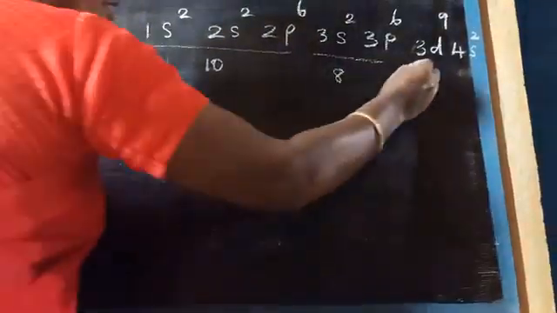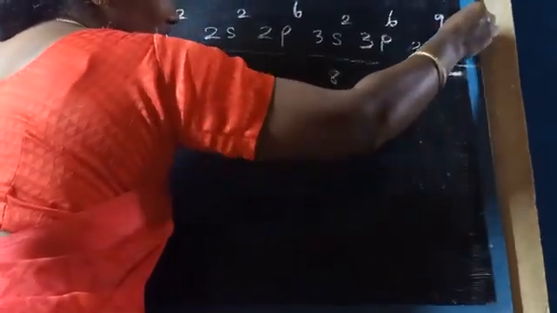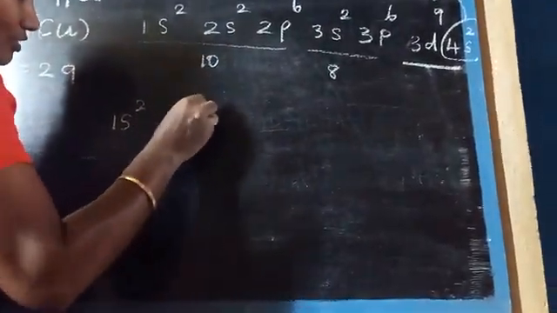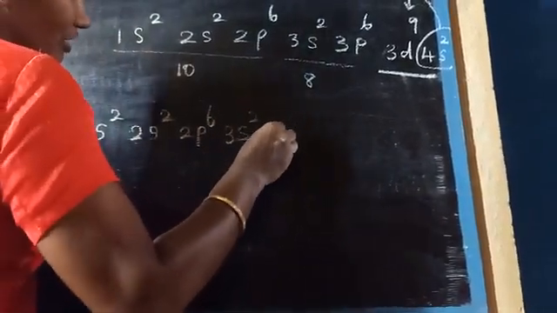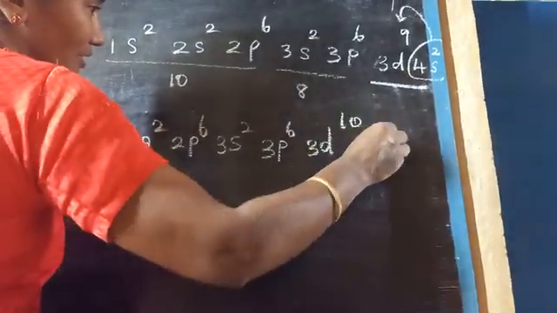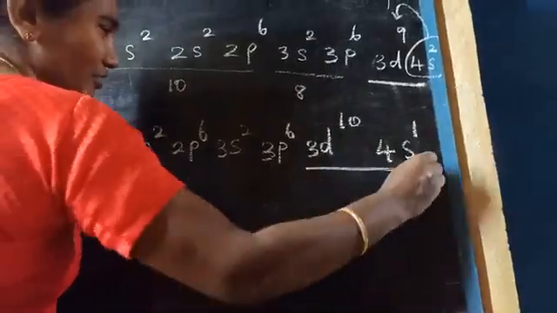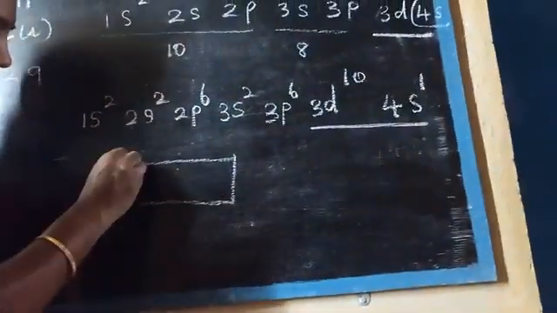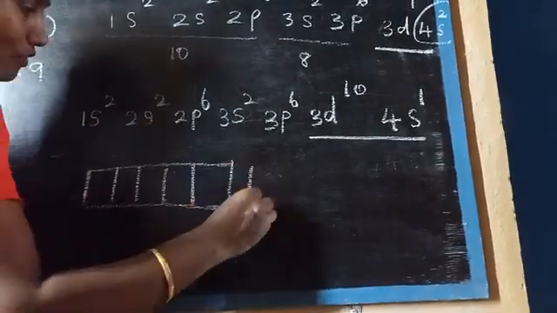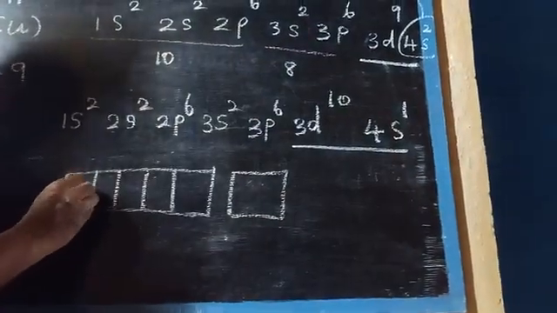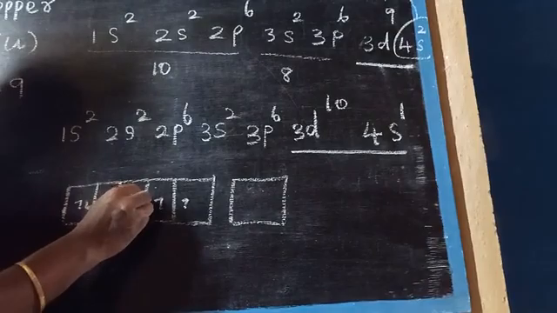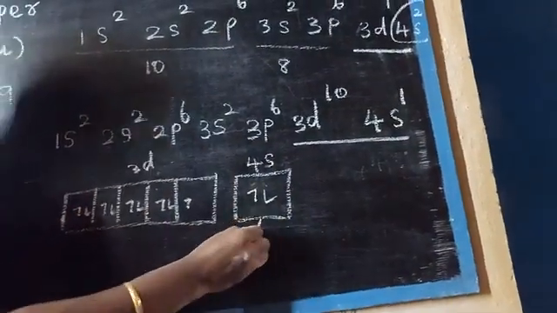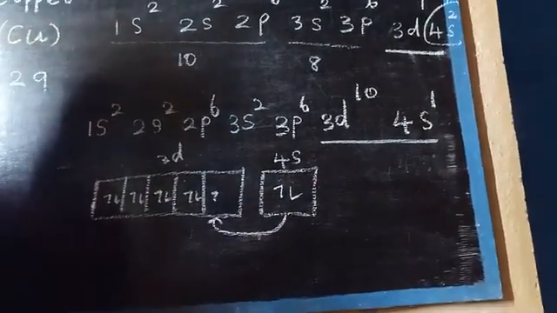But in the actual configuration, one electron is transferred from the 4s orbital to 3d9. So now write the electronic configuration: 1s2, 2s2, 2p6, 3s2, 3p6, 3d10, 4s1. Okay, children. In the orbital diagrammatic representation, I take only 3d as well as 4s. For 3d, 5 orientations: 1, 2, 3, 4, 5, and the 4s orbital. For 3d9: 1, 2, 3, 4, 5, 6, 7, 8, 9. Here 4s has 2 electrons. Now one electron is transferred to 3d. Why? Due to symmetry.